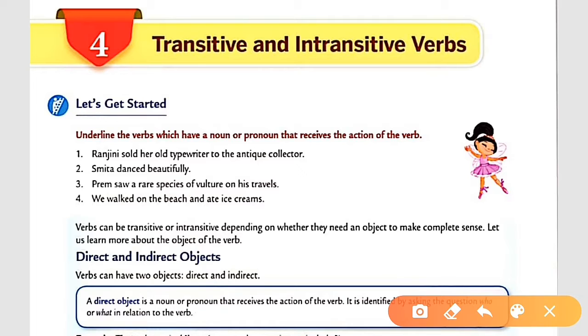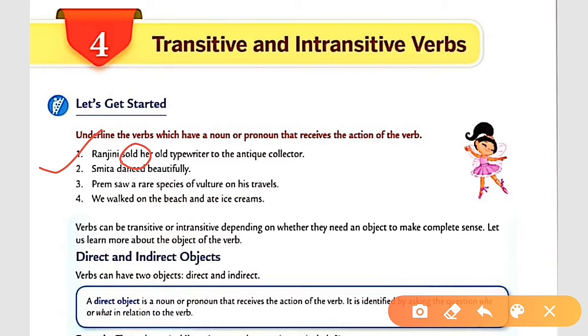Underline the verbs which have a noun or pronoun that receives the action of the verb. So we have to underline the verb that has a noun or pronoun receiving its action. Okay, read out the question first. Rajini sold her typewriter to the antique collector. Who sold? Rajini sold. Okay, so sold is your verb that receives the action.